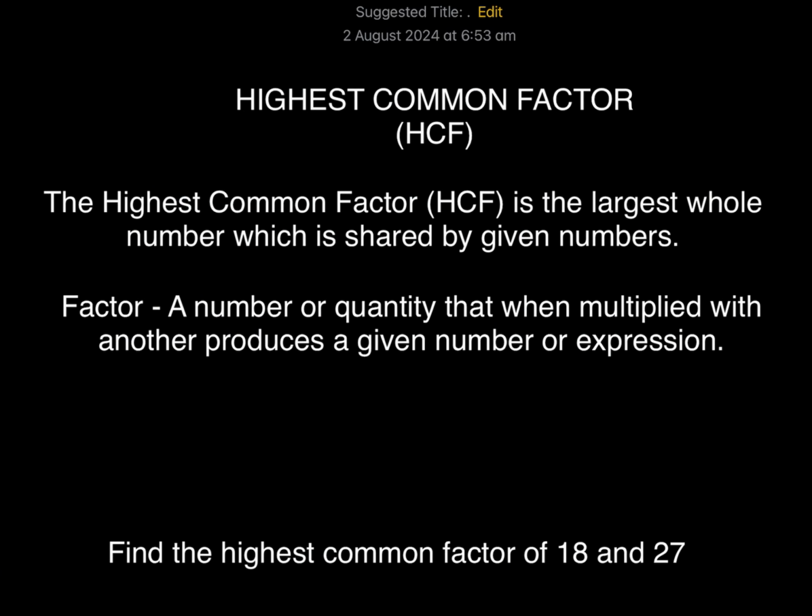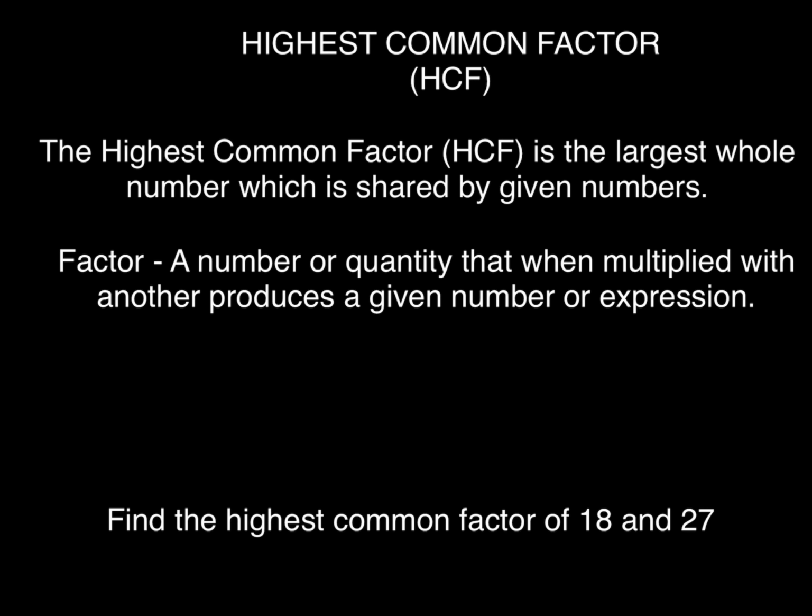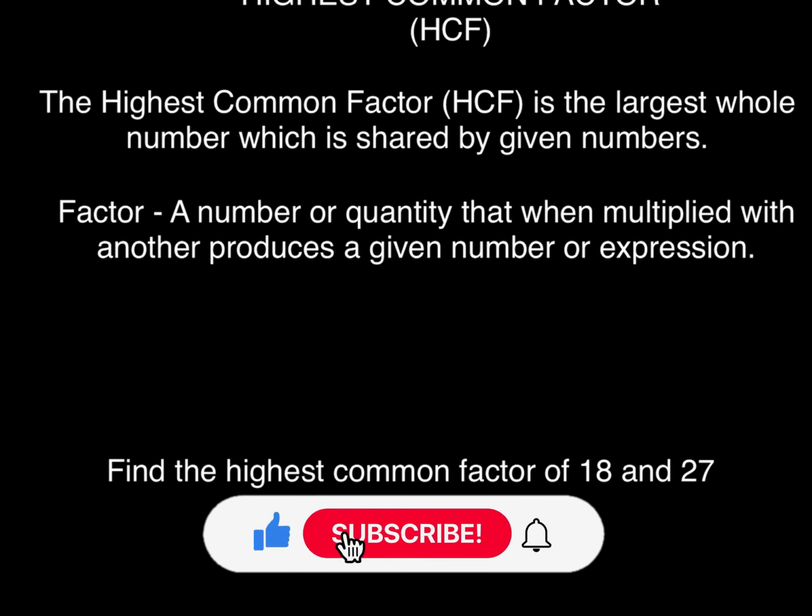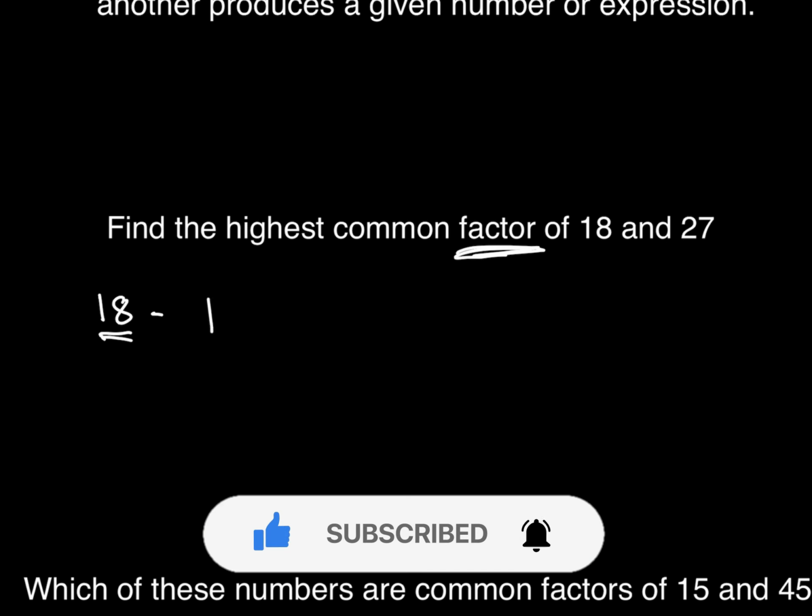When we talk about a factor, it is a number or quantity that when multiplied with another produces a given number or expression. So in this example, find the highest common factor of 18 and 27. Let's say we have 18. We're trying to list down all the numbers that when we multiply together are equal to 18. So let's try to find out those numbers.